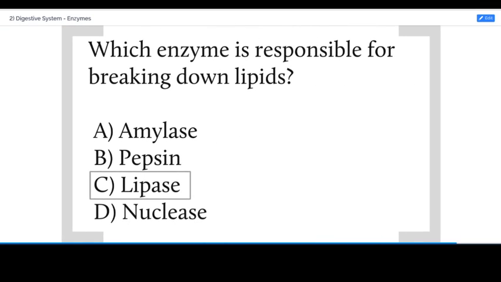Enzymes are named having an ASE ending, and then the rest of the word tells you what it breaks down. Amylase breaks down starch because amyl is referring to starch. Nucleases break down nucleic acids.